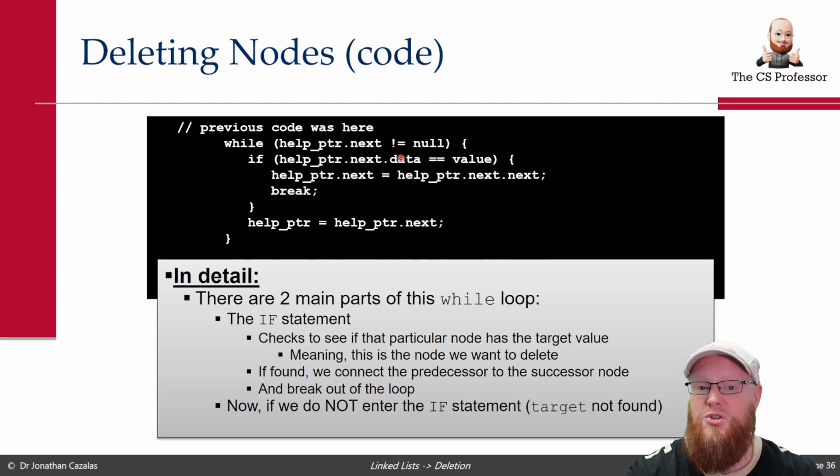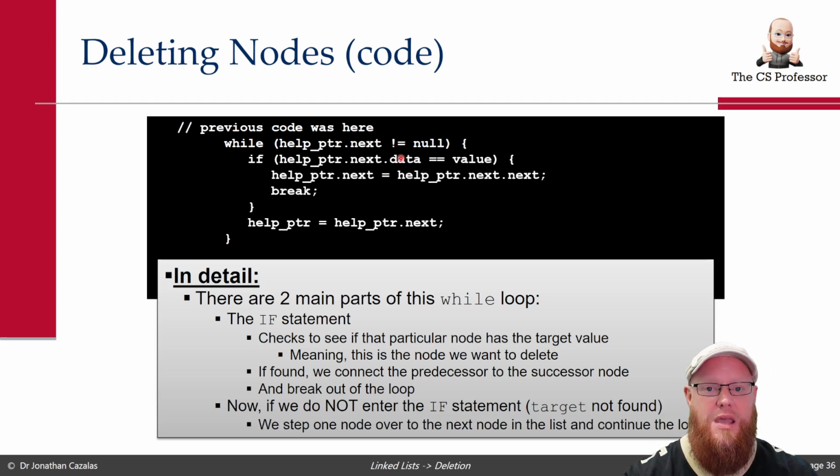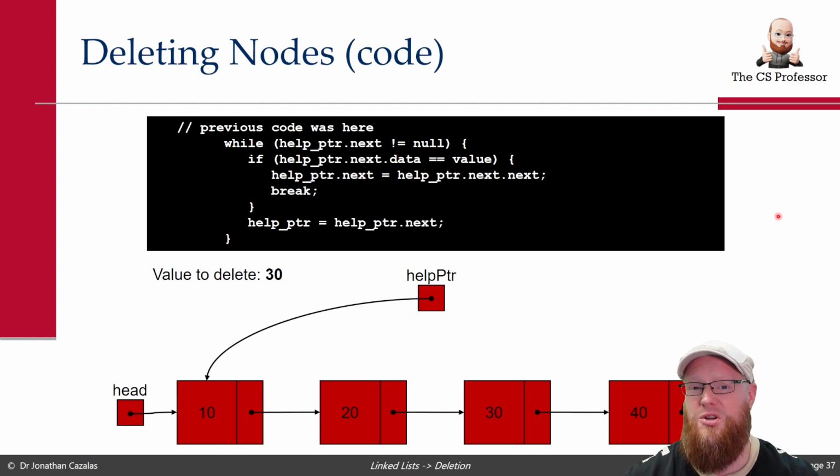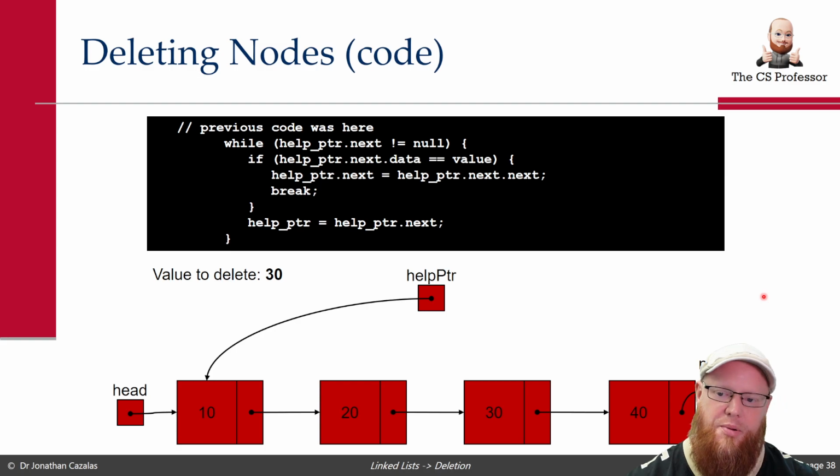So if we do not enter that if statement, take one step down the list. Full disclosure, I know that this is confusing when we hear this the first time, which is why we really need to see an example. We're going to do that now, and we're going to come back to the code. Let's go through this step by step. So I say here, imagine we're trying to delete the value 30 that we can see right here inside this list. Let's walk through this while loop and make sure we understand it completely.